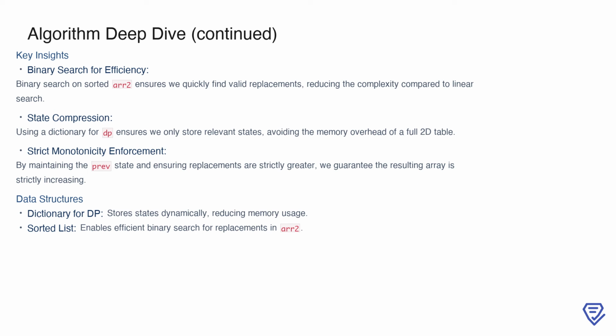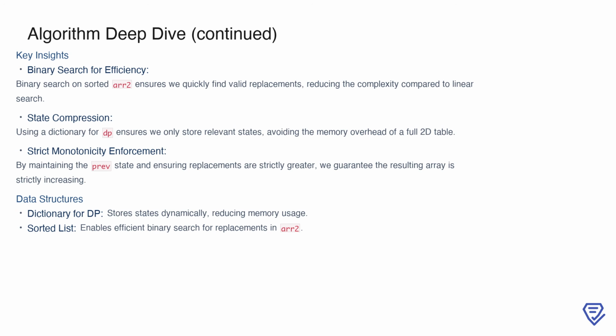The efficiency of this algorithm hinges on several key insights. First, binary search on the sorted ARR2 allows us to quickly find valid replacements, significantly reducing the complexity compared to a linear search. This optimization is made possible by the pre-processing step where we sort ARR2. Second, state compression is achieved by using a dictionary to store only the relevant dp states. This avoids the memory overhead of maintaining a full 2D table, especially since many states may be irrelevant or redundant.